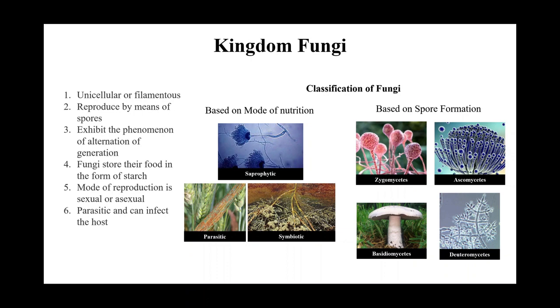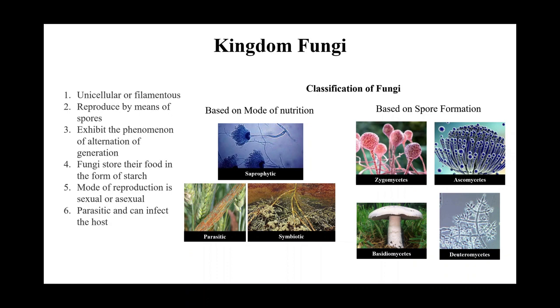If they get the food, they have to store it so that they can use it later. They can reproduce via sexual or asexual methods, and they can survive as parasites and infect the host, so they are not free living. These fungi are also divided on the basis of what kind of food they take and what kind of spores they form. They can be saprophytic, parasitic, or symbiotic.